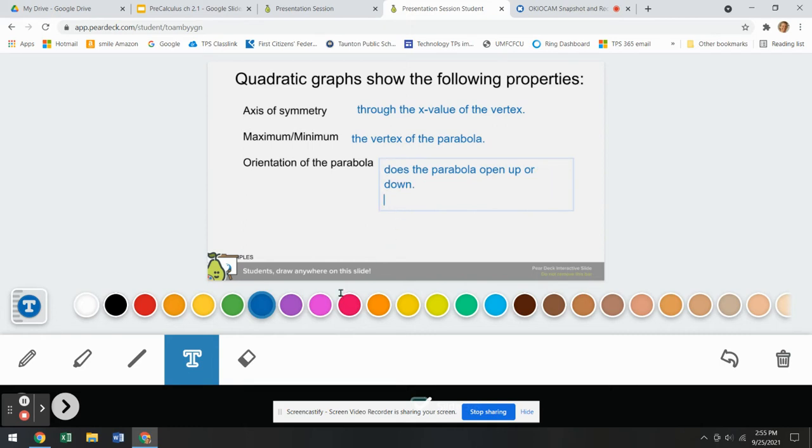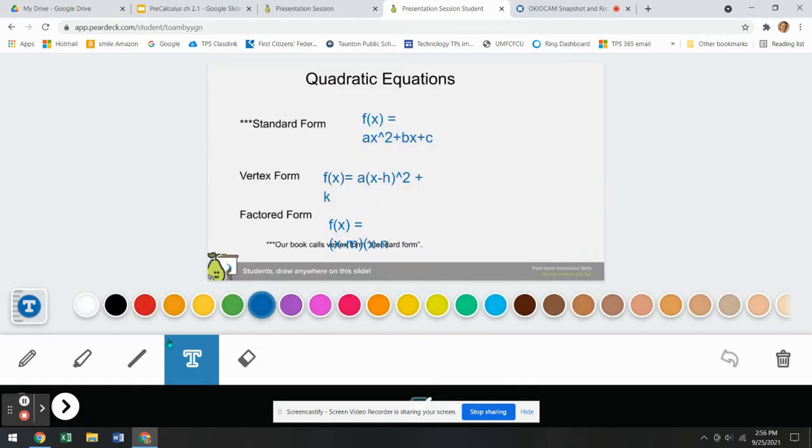In a minute, we're going to look at the standard form of the quadratic functions, and from that point, just by looking at the equation, you'll be able to tell whether the parabola opens up or down.